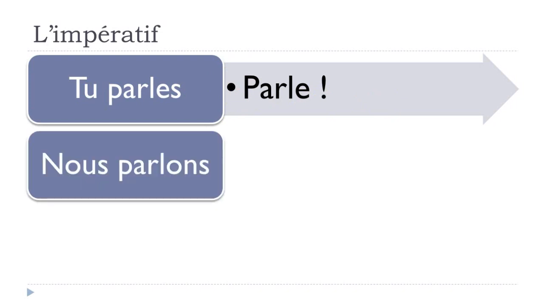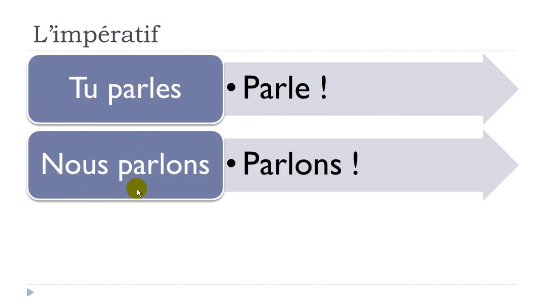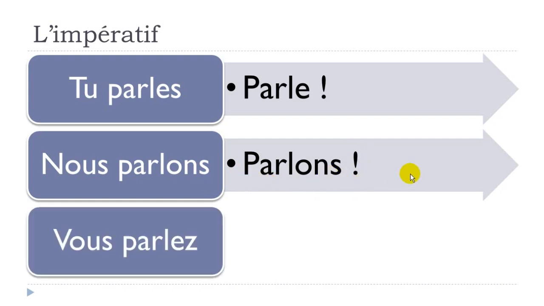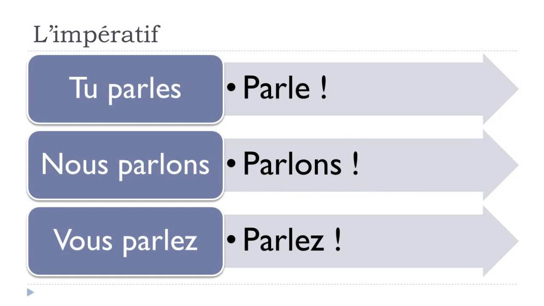Then nous parlons, so this is the present form. Well, it's quite easy. You don't touch it, you don't change anything, you just put it back here. Don't put the pronom personnel, of course, just put this point d'exclamation at the end, and you've got your imperative form, so parlons. And then vous parlez, same thing here, you just keep it like it is in the present form, and you just put your point d'exclamation at the end.